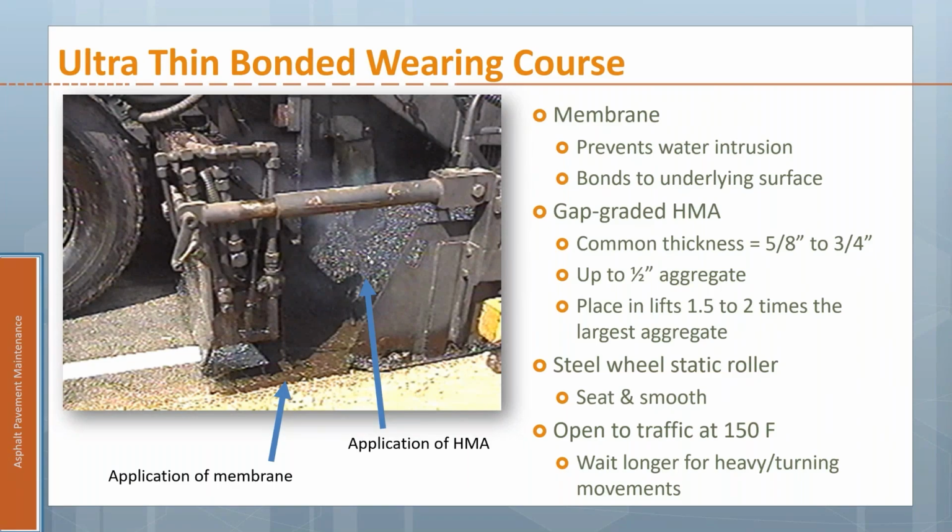To compact it behind the paver, we're going to use a steel wheel roller in the static mode. We're not really trying to beat it into place or get a lot of density. We're just trying to get it to seat really well, get those particles to kind of move around and lock together and make it very smooth. But our goal is not really high density, so to speak. And then when it gets down to about 150 Fahrenheit, we can go ahead and open that to traffic. It should be stable enough to let some minor traffic on it.